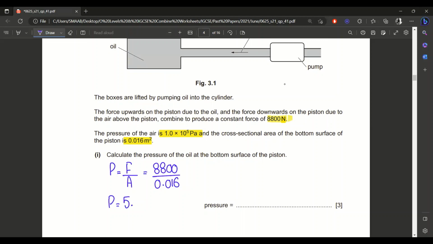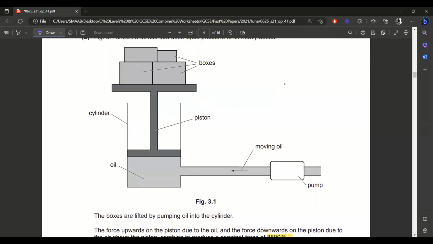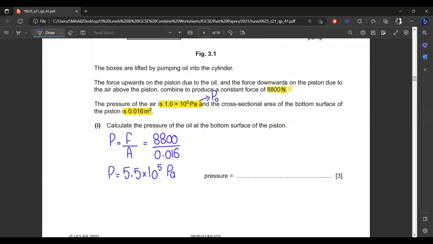5.5 into 10 to the power 5, right? Yes. Okay, so this is the pressure which we are talking about, which is acting on the piston, but they also mention the pressure of the air, that is the atmospheric pressure, right? Because normally in this diagram we observe that boxes are on the upper surface and there is a gap. So air will also apply pressure on the piston, right? That is the atmospheric pressure, right? Yes. So that's why we need to add atmospheric pressure over here.